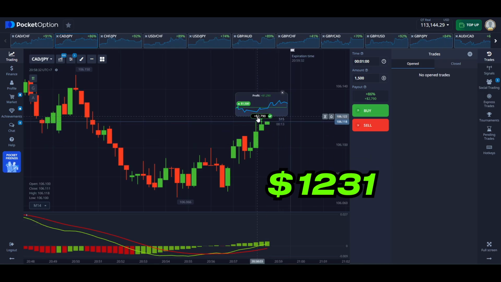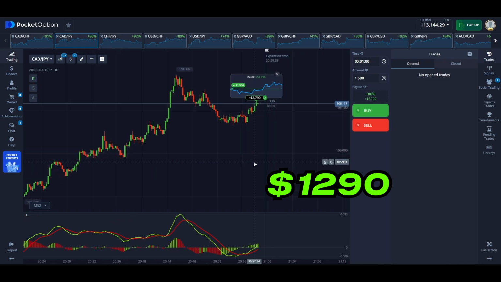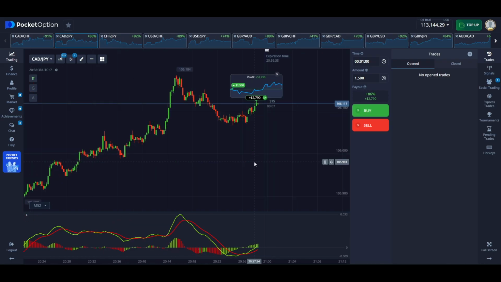Excellent. This trade brings me $1,300. And as you can see, the MACD really works great even without any additional indicators or extra tools. The main thing is all about having the right settings.